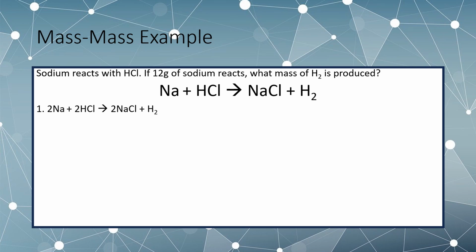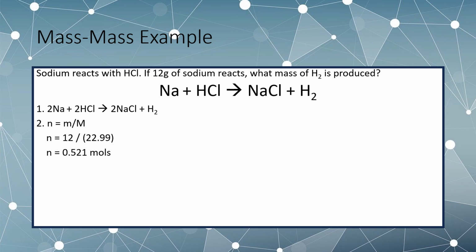So n is equal to mass over molar mass. n in this case is equal then to 12, our grams of sodium, over our molar mass of sodium, which is 22.99, which gives us our n value of 0.522 moles. Okay, then we go on to step 3, which is completing the molar ratio to work out the moles of the unknown. In this case, our unknown is hydrogen gas, or H2. That is what we're trying to find out.